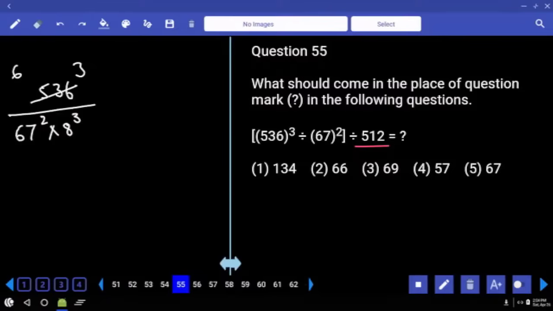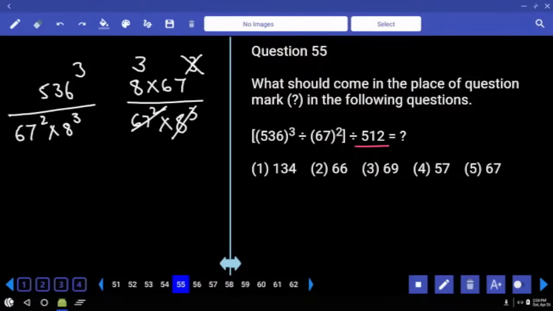6 times, 7 times. Correct? So your base value in numerator 536 can be written as 8 into 67. Correct? When you have 536 cube, that can be written as 8 cube into 67 cube. Denominator we have 67 square, cancelled in cube, left over 67. And denominator we have 8 cube, numerator 8 cube gets cancelled. Answer 67.